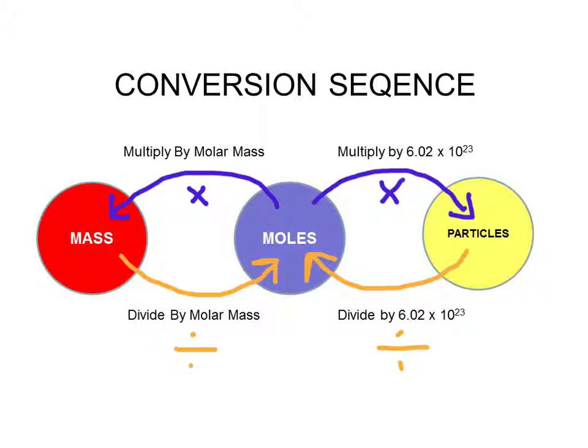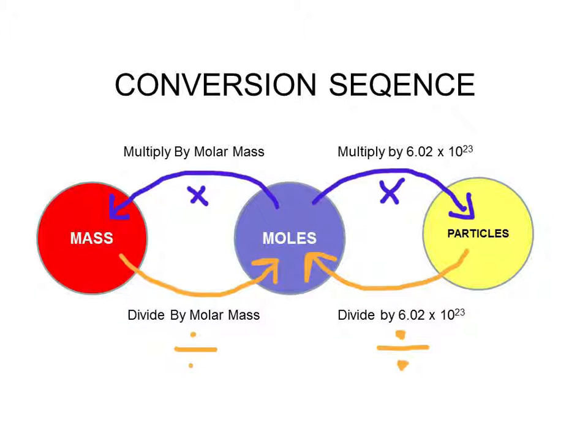And you're going to divide by the appropriate conversion factor. The appropriate conversion factor, when mass is involved, is going to be the molar mass of the material. If it's going to be number of particles, it's going to be Avogadro's number, 6.02 times 10 to the 23rd.